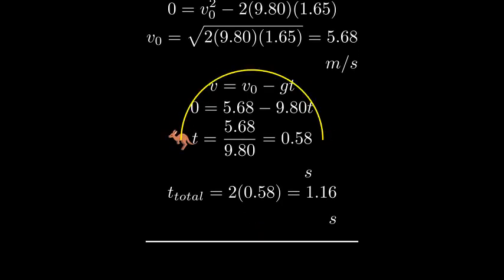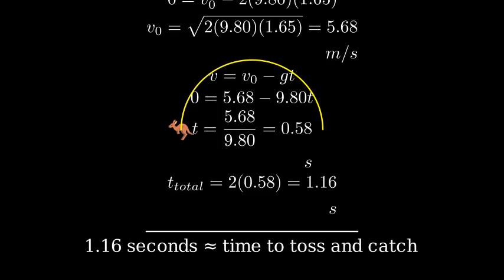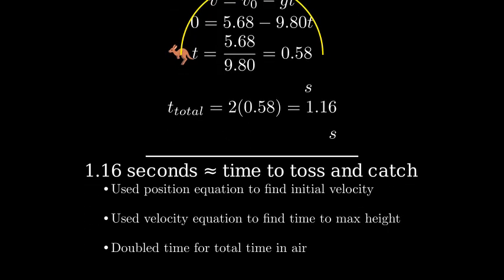To verify this makes sense, let's think about it. 1.16 seconds is about the time it takes to quickly toss something up in the air and catch it, which seems reasonable for a kangaroo jump of this height. Remember, we solved this by first finding the initial velocity using the position equation, then finding the time to reach maximum height using the velocity equation, and finally doubling that time to get the total time in the air.